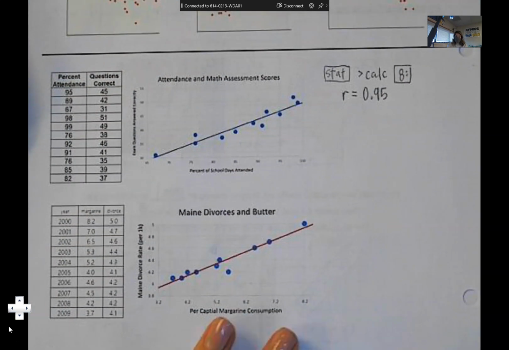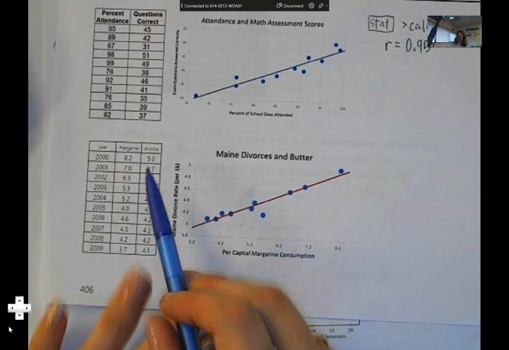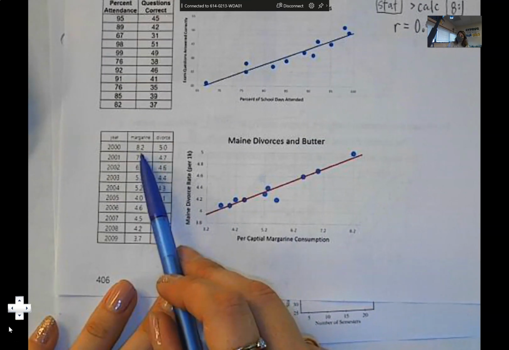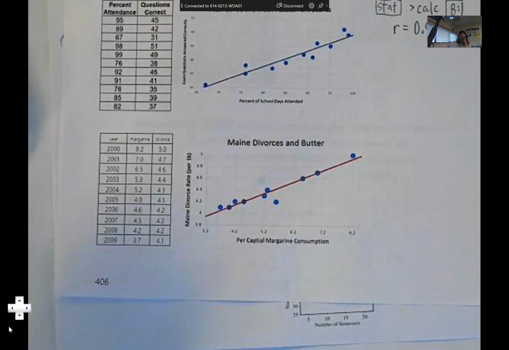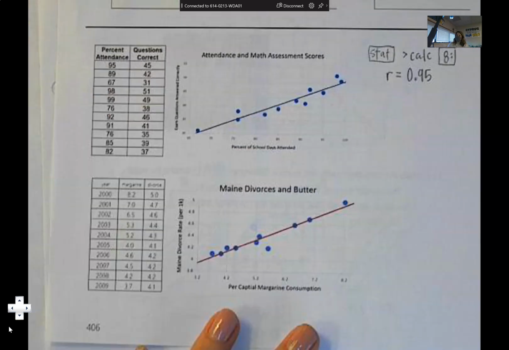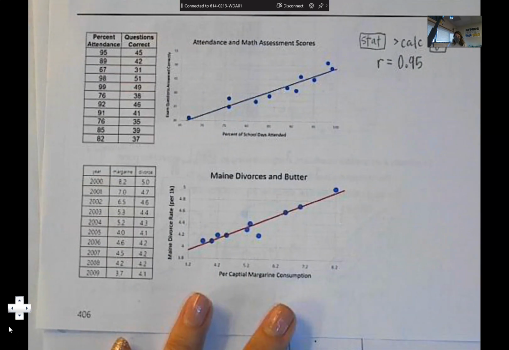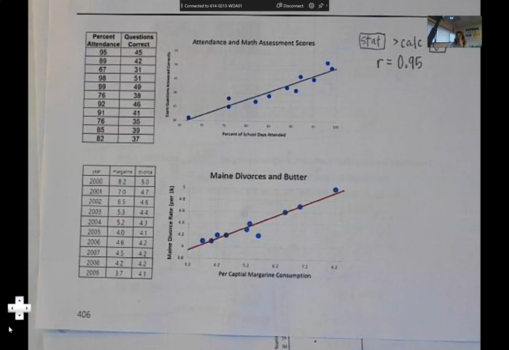So now I would like for you to do it one more time on this data. I don't think you need this list anymore, so you can use the same lists or you can use new lists. It's up to you. So you guys calculate the correlation between the divorces in Maine and butter consumed.